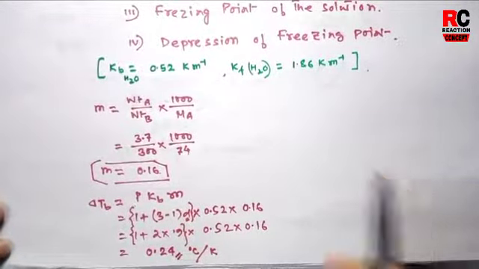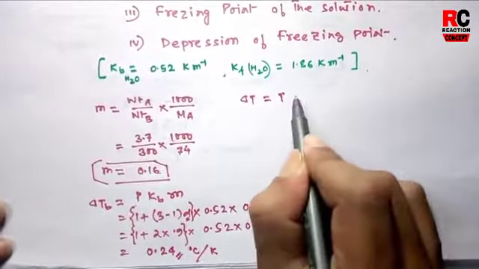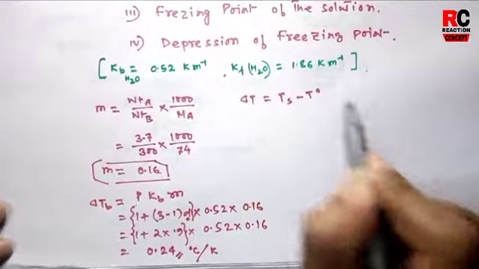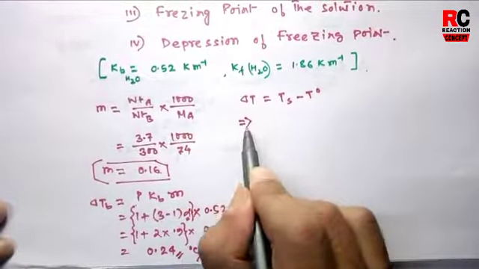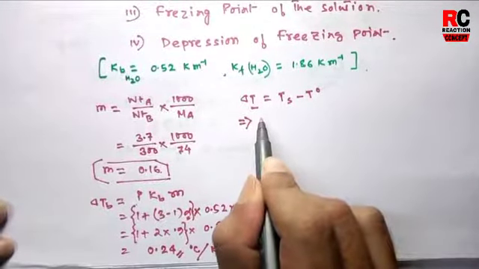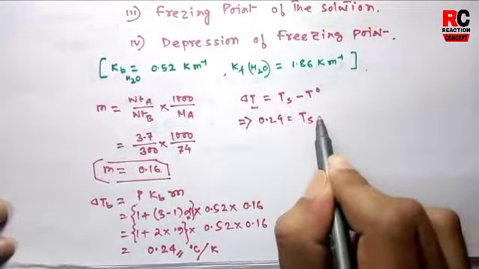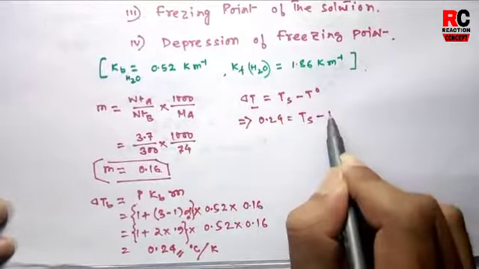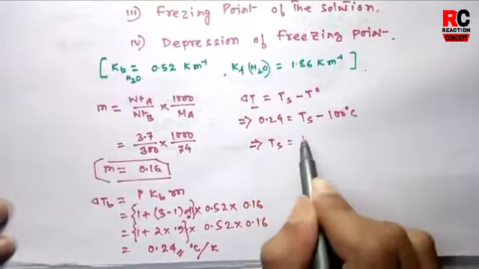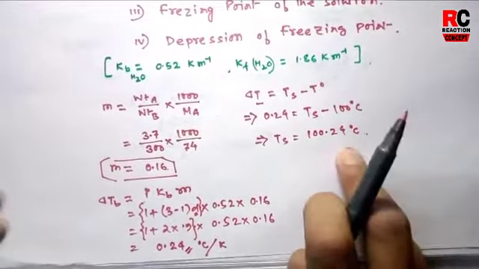So the elevation of boiling point, del Tb, is given by the temperature of the solution minus the temperature of the solvent. Del Tb is 0.24, and we have to calculate the boiling point of the solution. The boiling point of water is 100 degree Celsius, so Ts would be 100.24 degree Celsius. This would be the boiling point of the solution.